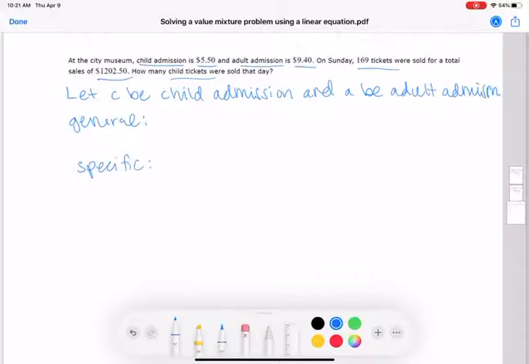So specifically, the $5.50 for child plus $9.40 for adult would be my grand total of the $1202.50. That one looks good. Now the other one, more general. Let's see, what information didn't we use? We didn't use that 169. So in general, just overall, there were 169 tickets sold. So that would mean that the child plus adult would be 169. So that's just in general.